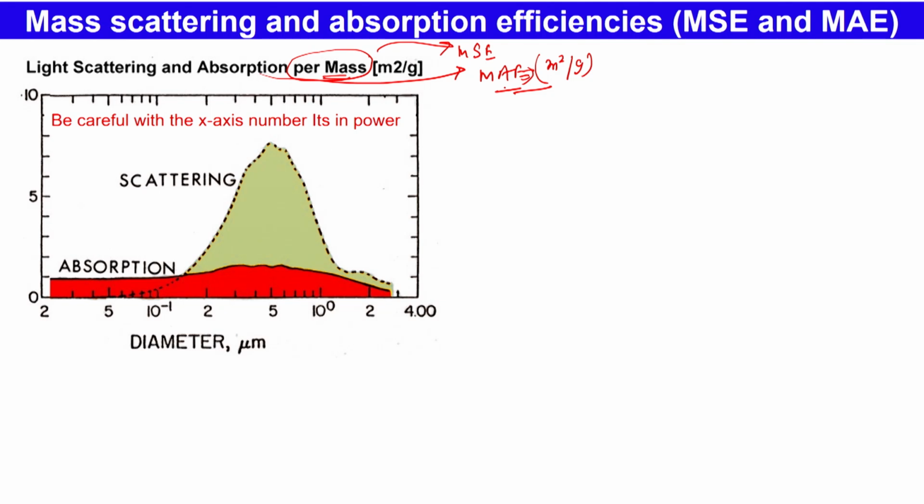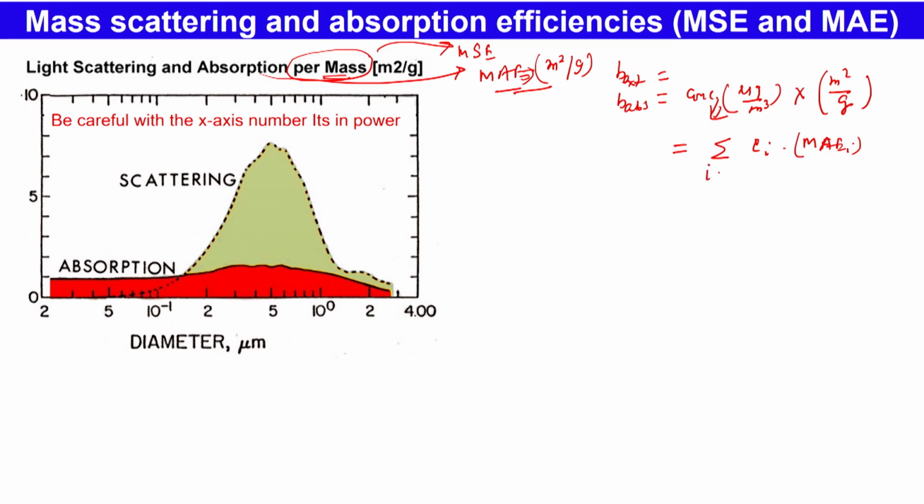This is very important, because if you know the MAE, this is how they are related. The extinction or absorption is equal to the concentration, which is microgram per meter cube, into meter square per gram. So if you have the concentration of the particles and you know this, you can calculate it. So b absorption is the summation of the concentration of the ith species into the MAE of the ith species, where i goes from 1 to say 3 or 4 species. Similarly, in the case of scattering, this will be changed to MSE, the mass scattering efficiency.